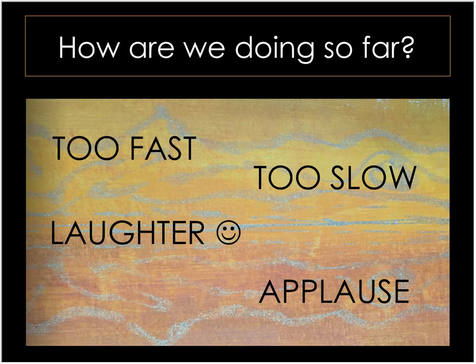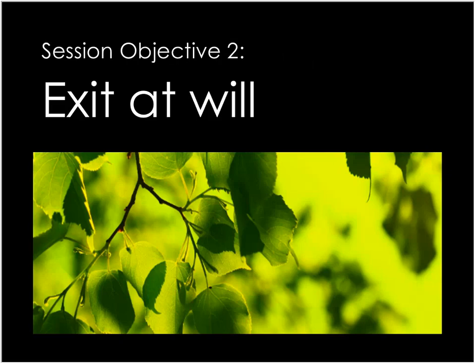I think those too slow folks are hoping to move into the meat of it right now, as to how to get off the triangle. That might indicate that we were aware of what it was, but we want to know how to choose to get off and how to make that switch. Okay, let's move along then. For those who are thinking we are going too slowly, we'll click it up a notch. Session objective number 2, exit at will.